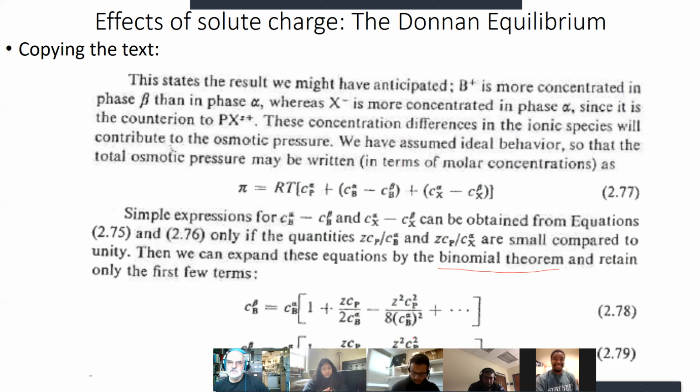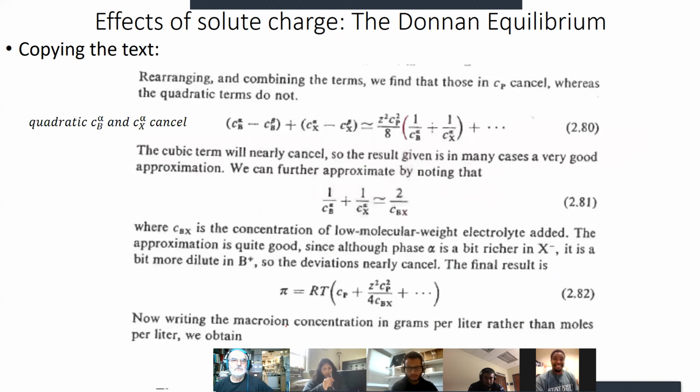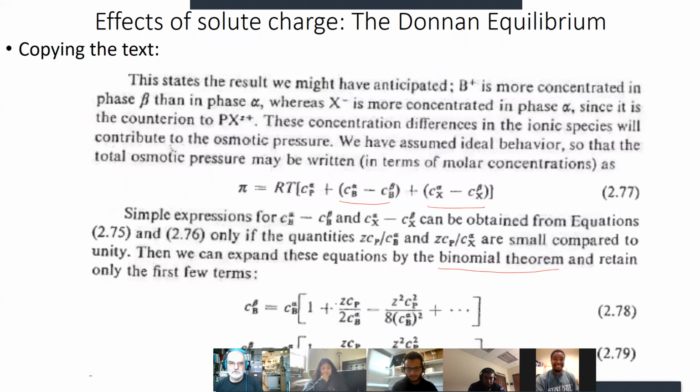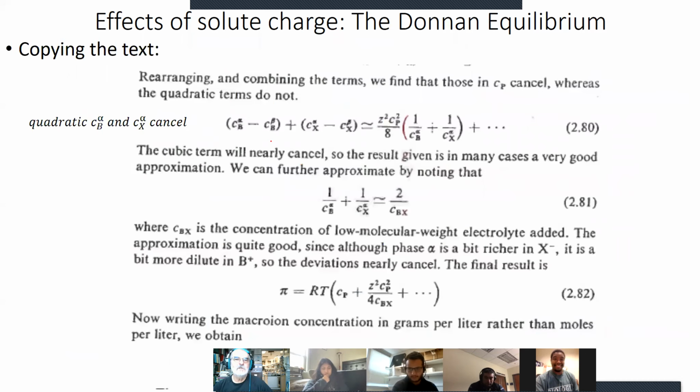And now what you do is you essentially sum these terms to get these differences here. Notice the difference is CB alpha minus CB beta. And so we're going to take differences. So we're going to rearrange and combine terms and find that the CP term cancels. It cancels because when you combine these terms, this is a plus and this is a minus. So these two terms cancel one another. And you'll get this CB alpha minus CB beta plus CX alpha minus CX beta.